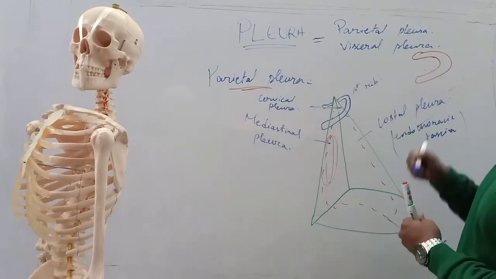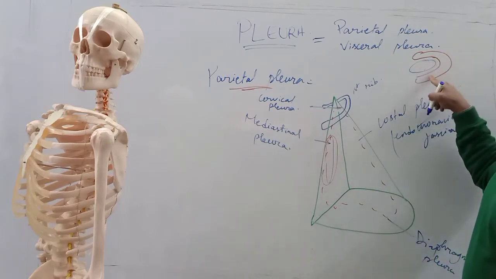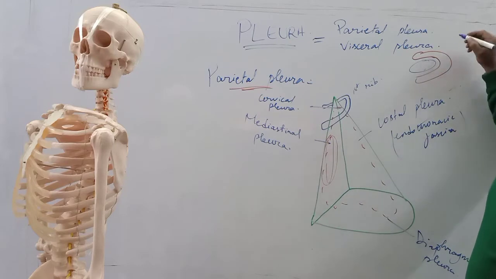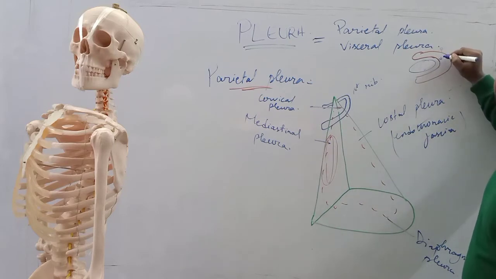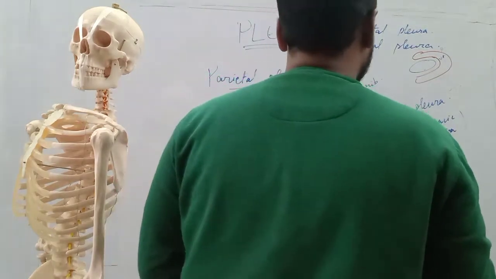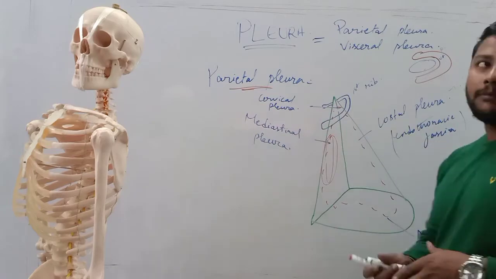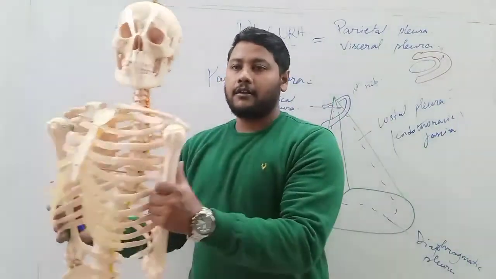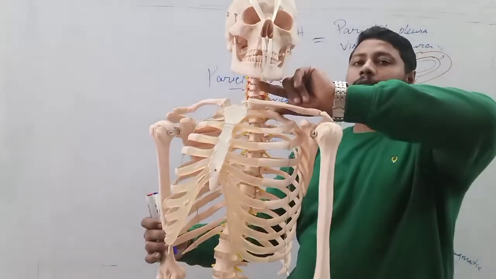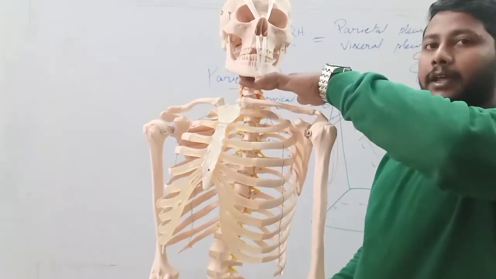Always remember this diagram. This is the lungs and here we have the pleura. This is the parietal pleura and this is the visceral pleura. Now, in the next part, that is the cervical pleura. This cervical pleura is basically present over here. The cervical pleura extends into the neck.